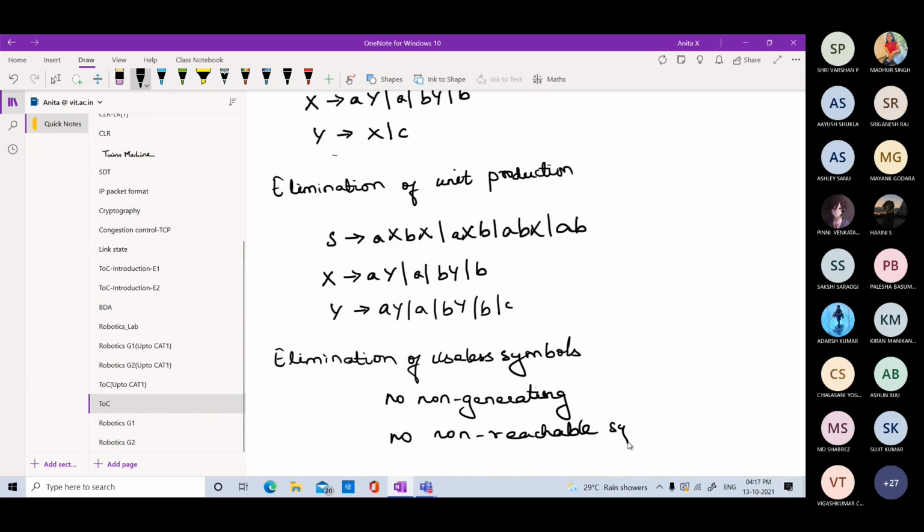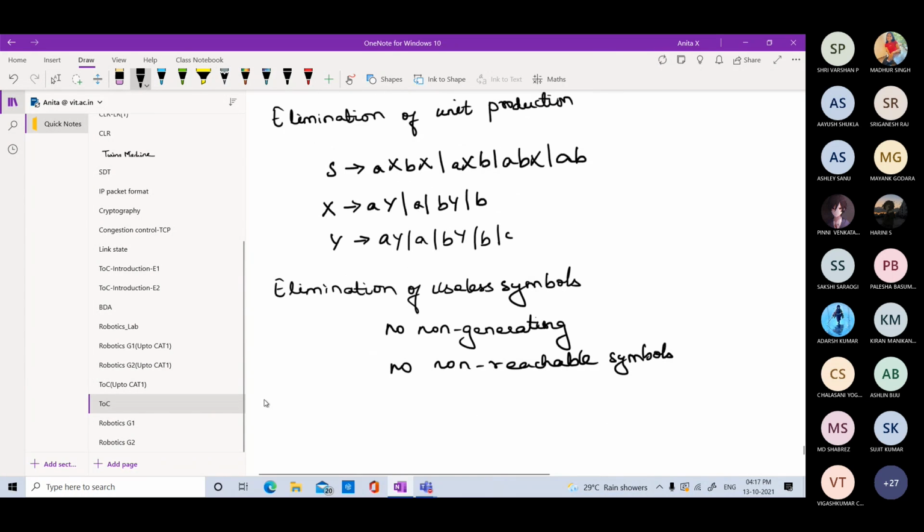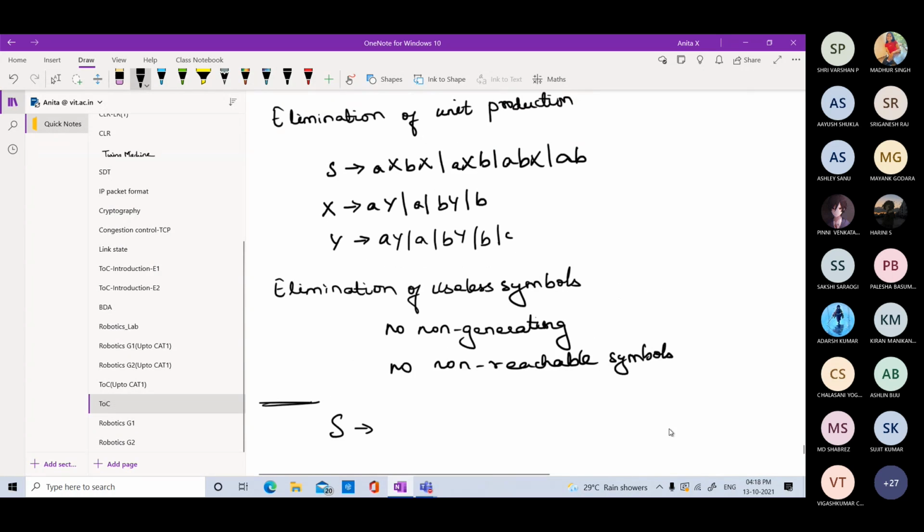Now we can start converting the grammar to Chomsky normal form. This is the simplified grammar. Wherever there is deviation, I have to introduce additional non-terminals in place of the terminals. Here A is a deviation, so I have to introduce a non-terminal for A and a non-terminal for B. You can go for any naming convention.